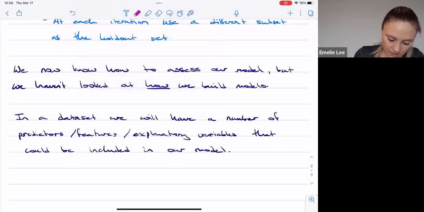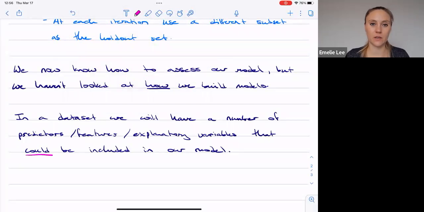Okay, but I want to highlight or underline the could, right? Because they could be in our model, but let's always remember that you want the simplest model possible, the simplest model that performs the best, consistently the best. So you're going to have a number of explanatory variables to choose from.